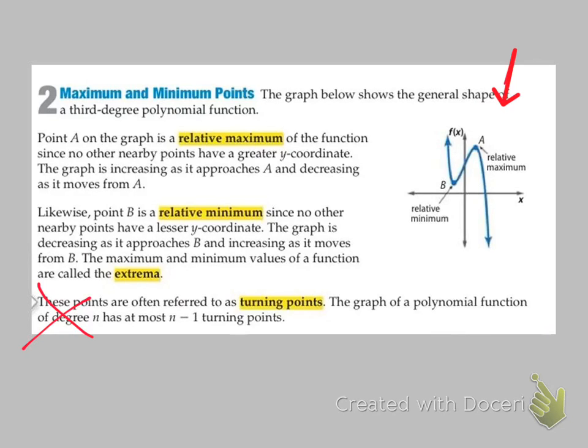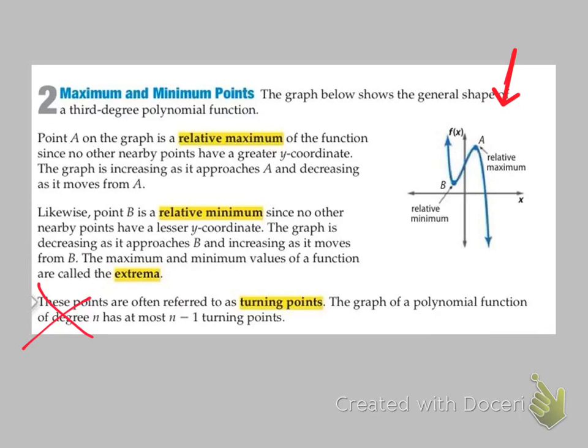Okay, fantastic. Now, if you want the technical definitions, that's what that part says. If you're a relative maximum, that means around your area, there's no y coordinate bigger than you. If you're a relative minimum, around your area, there's no y coordinate smaller than you. That's what they're talking about.